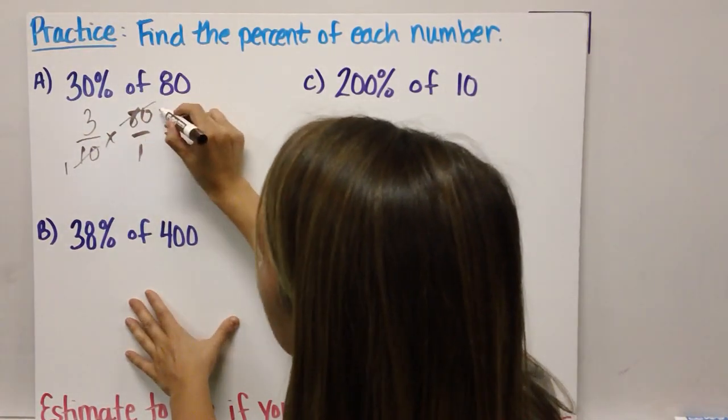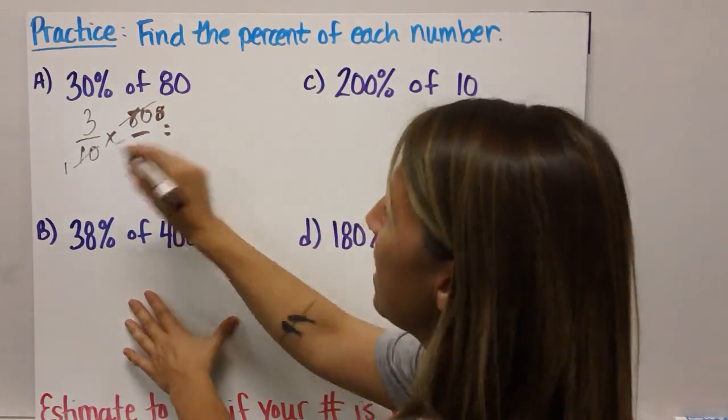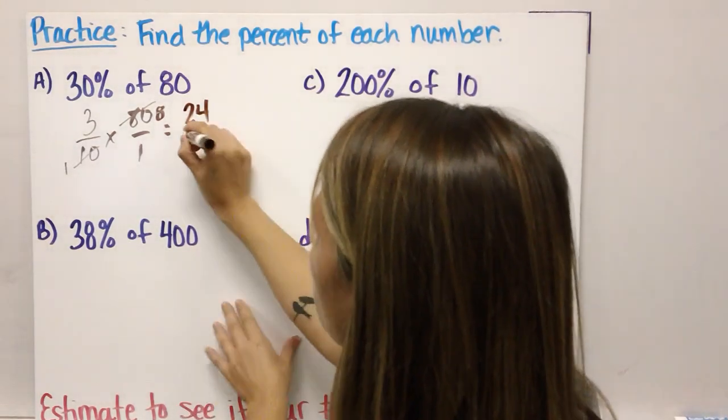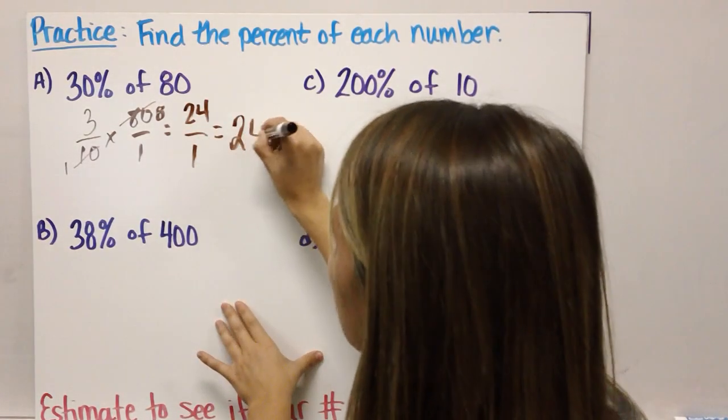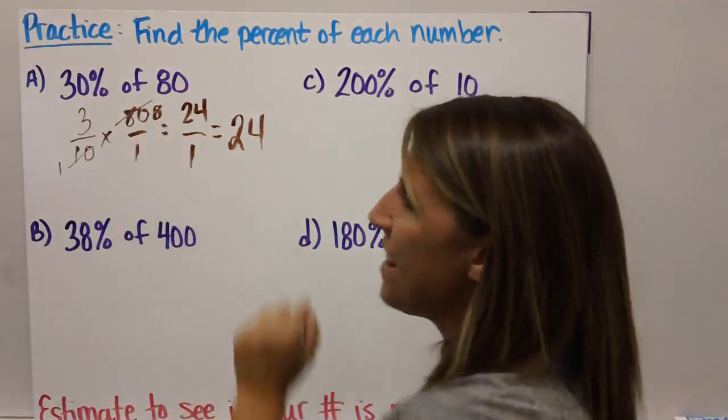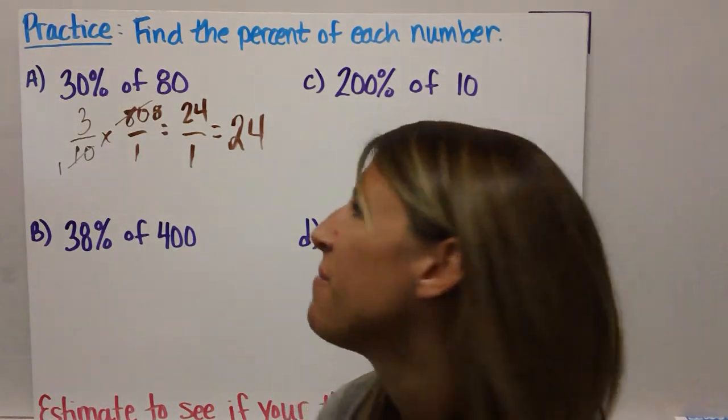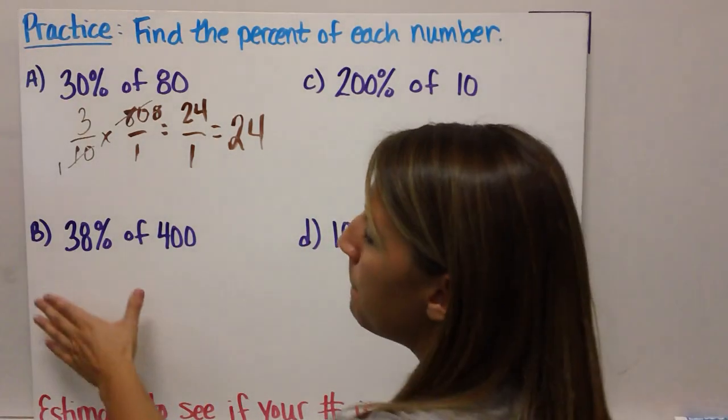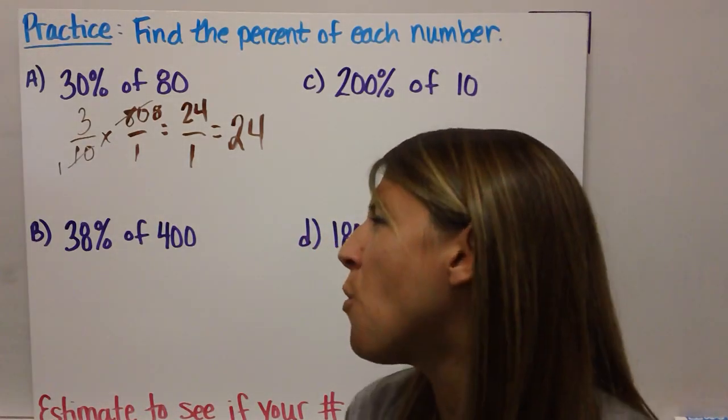10 goes into itself once and into 80 8 times. 3 times 8 is 24 over 1. So I can tell you that 30% of 80 is 24. Pretty cool, right? All right. How about B? 38% of 40.